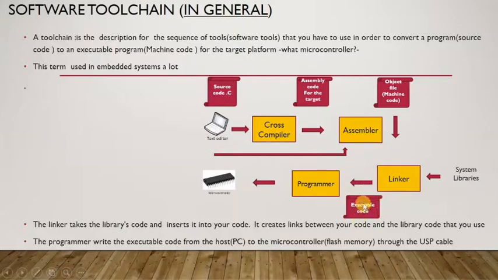So the linker takes the library code, the system library code, and inserts it into your machine code. It creates a link between your code and the library code. When you get the executable, the programmer will write that executable code to the flash memory of the microcontroller using a USB cable. This is the software toolchain of an embedded system in general.